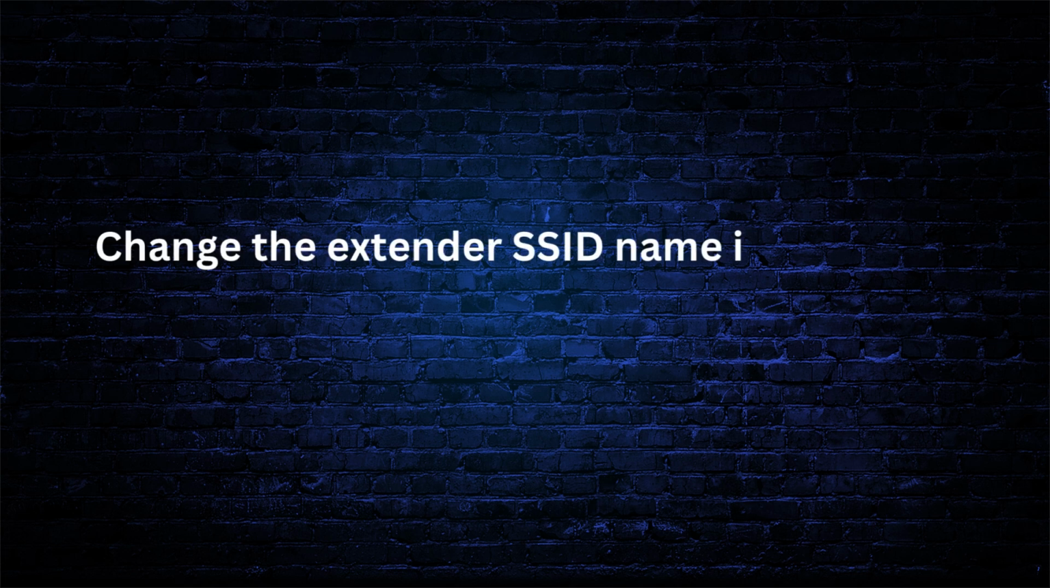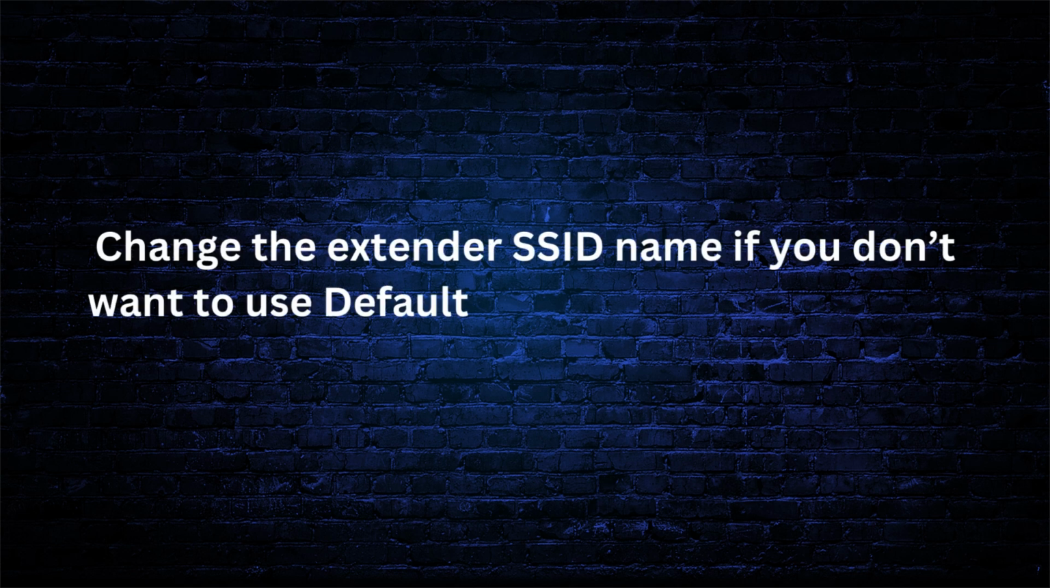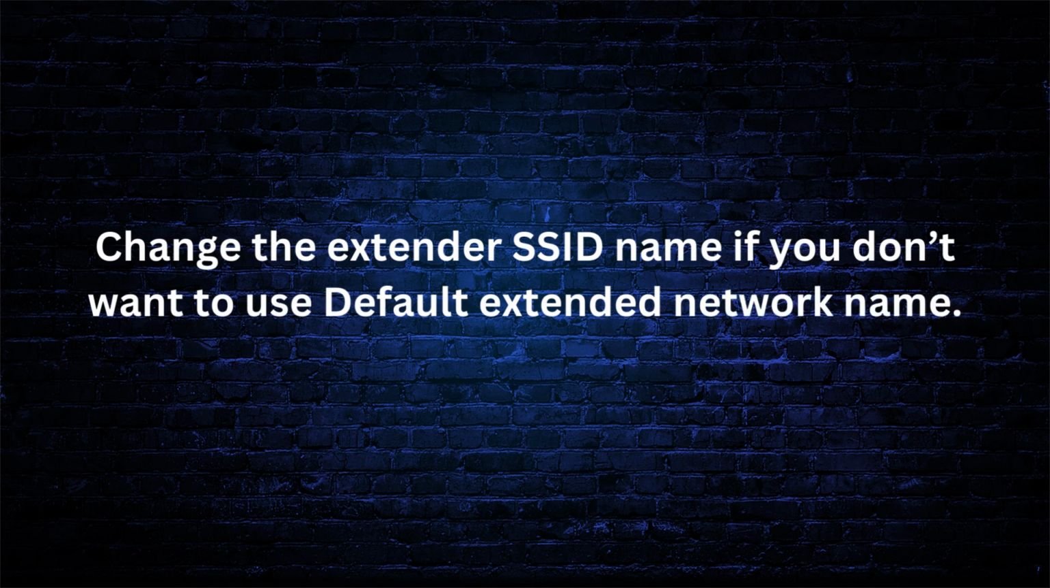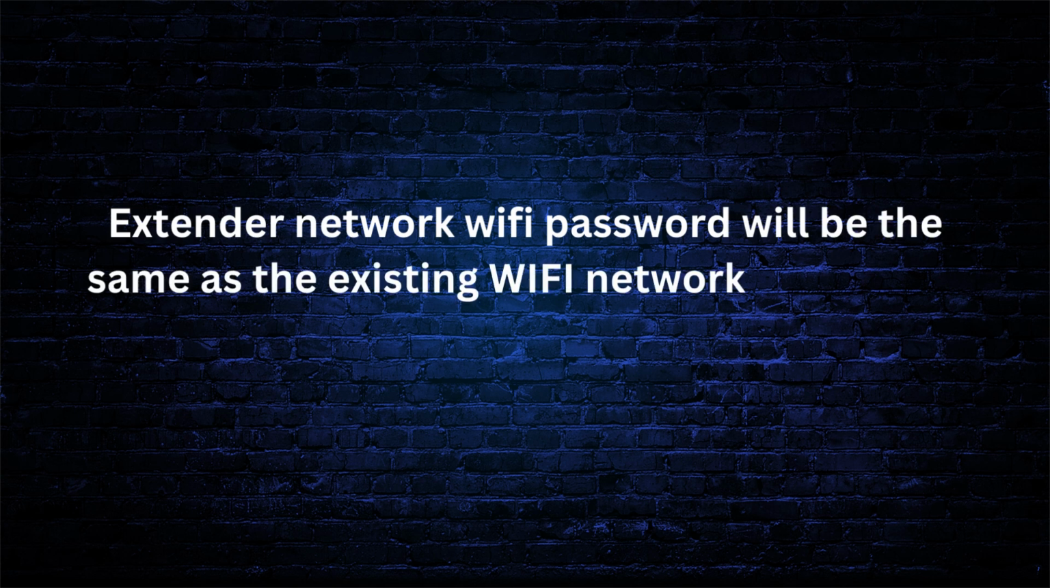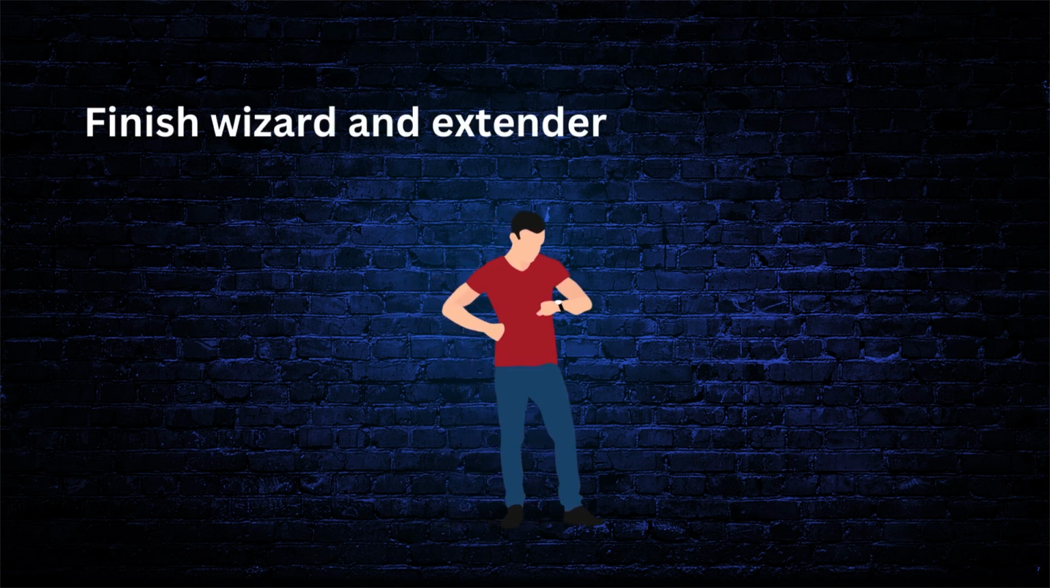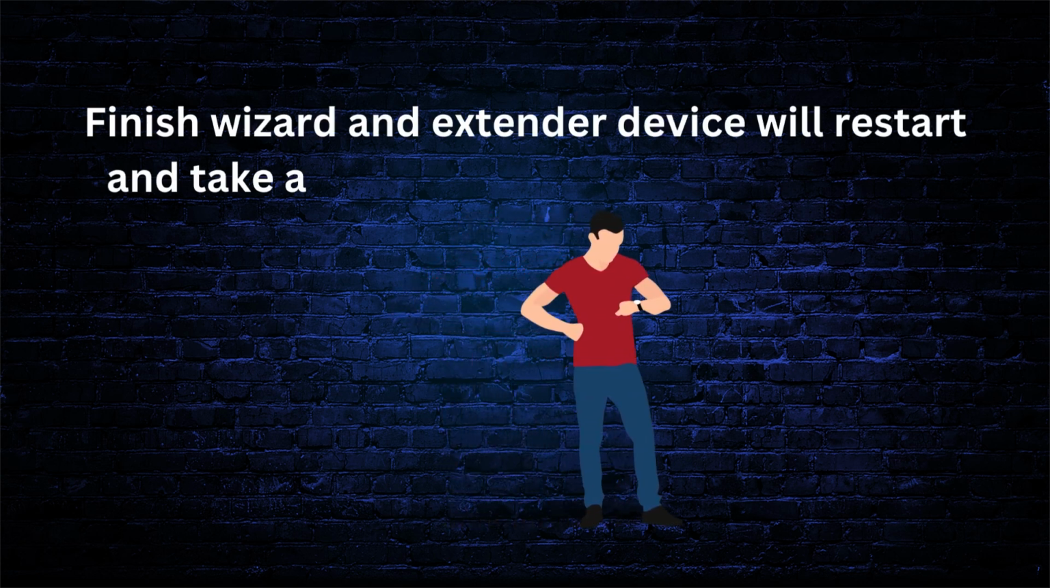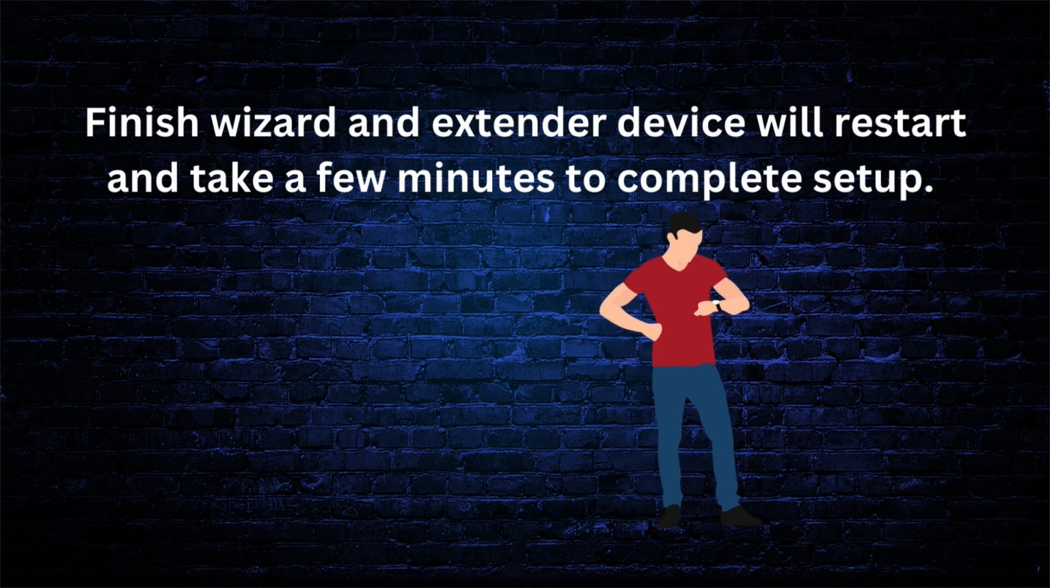Change the extender SSID name if you don't want to use the default extended network name. The extender network Wi-Fi password will be the same as the existing Wi-Fi network password. Finish the wizard and the extender device will restart and take a few minutes to complete setup.